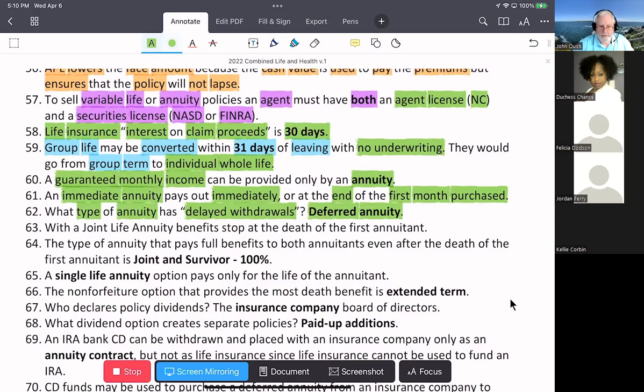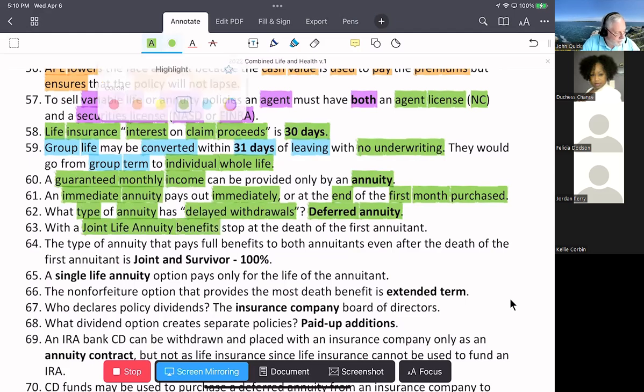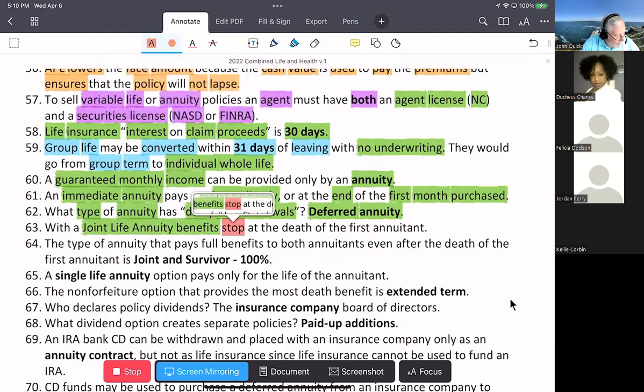Deferred annuity pays out later. Now, with a joint life annuity, benefits stop at the death of the first one. What a stupid idea. Joint life annuity, if either one dies, it's over.